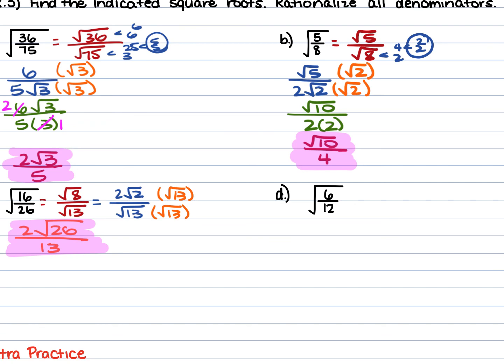For our last example, we have the square root of 6 over 12. This 6 over 12 is 1/2. So we're doing the square root of 1 over the square root of 2. The square root of 1 is 1. The square root of 2 doesn't simplify. So we're going to have to rationalize that denominator by multiplying it by itself. So we do the same to the top, and we get the square root of 2 over 2.